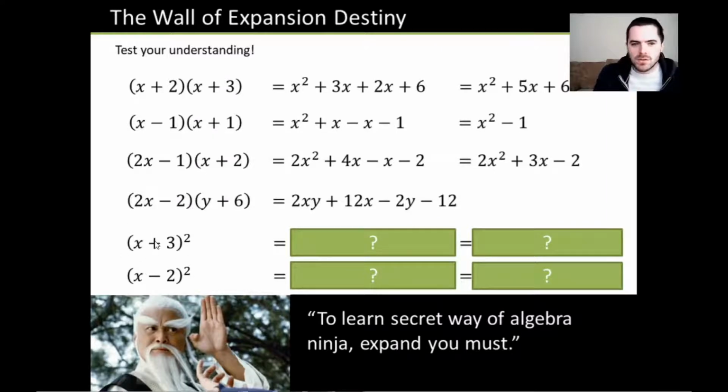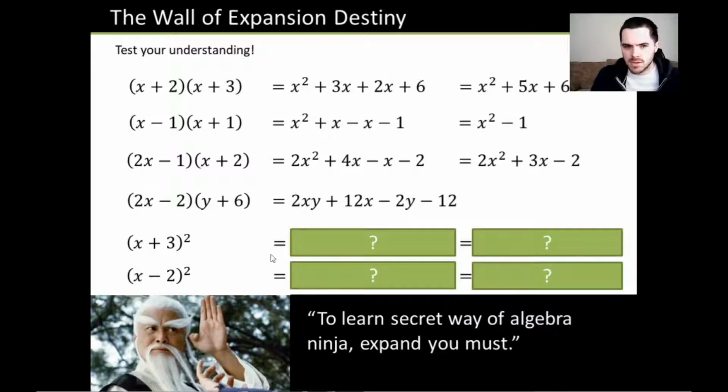Sneaky one in the bottom. Rewrite this. The number of students that will lose marks in the GCSEs because they'll try and skip a step or they'll try and jump ahead. Be very careful. Rewrite anything like this immediately as what you know it to be. You know that 5 times 5 is 5 squared. You know that 7 times 7 is 7 squared.